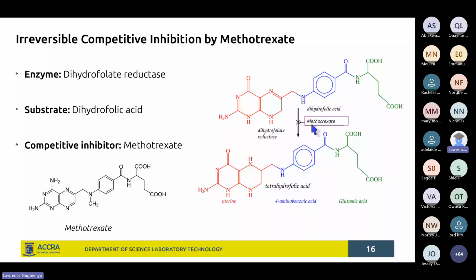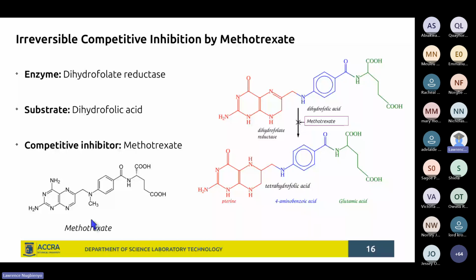And so if you have the nucleic material from cancer cells being reproduced, then there will be more reproduction of these cancer cells. But methotrexate comes to inhibit the synthesis of the tetrahydrofolic acid, which acts as a coenzyme in that process. Now, let's take a look at the structure of methotrexate.